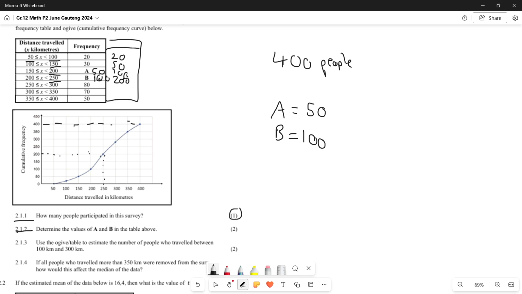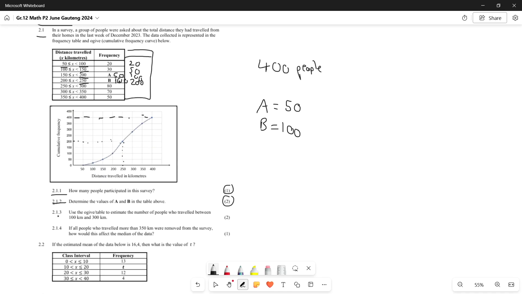We could continue doing this for each rung, because as we can see for 300, we'd have 280, 200 plus 80. Same thing again, 350 over here: for this rung it would be 280 plus 70, we would be at 350. And then the last rung, 350 plus 50, so 400 takes us all the way up to 400. So we're plotting the cumulative frequency with the lowest value at 0 and each upper value in each rung as the point we're plotting on the x-axis with the cumulative frequency on the y-axis. So we just determined the values of A and B in the table above and earned 2 marks.